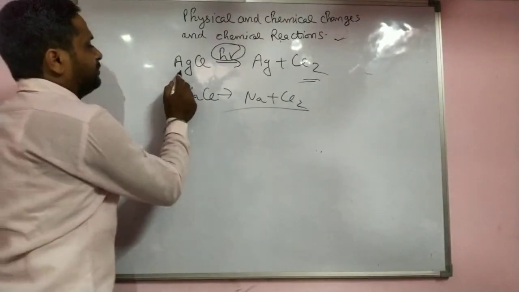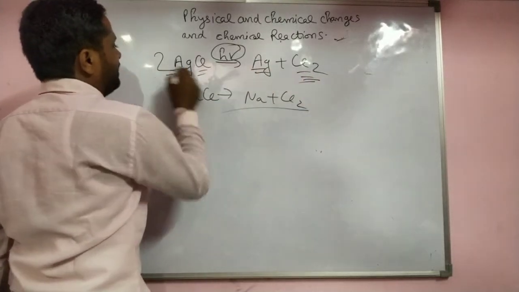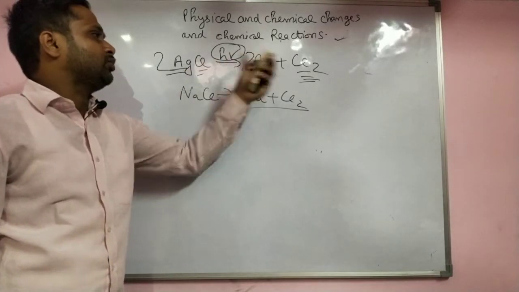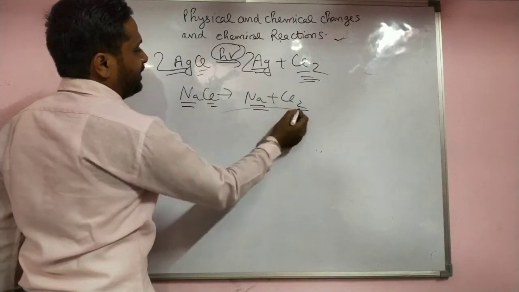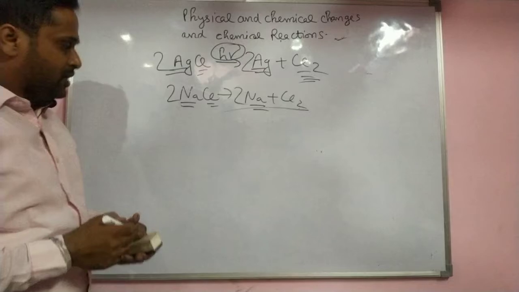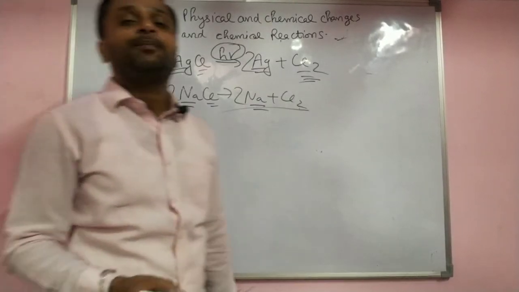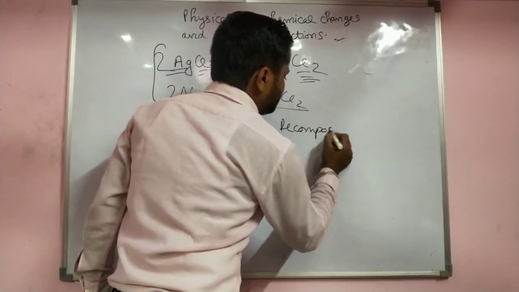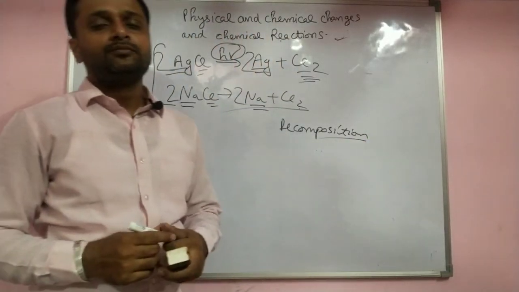First of all balance. Silver 1, silver 1, chlorine 1, chlorine 2. Then you should multiply with 2 and now balance. Silver 2, chlorine 2, chlorine 2. Here also balance first: Na 1, chlorine 1, chlorine 2, multiply with 2. Now sodium also 2. Very easily balanced. Please tell which type of reaction these are. That was a decomposition reaction, students. Very easy. Decomposition reaction.